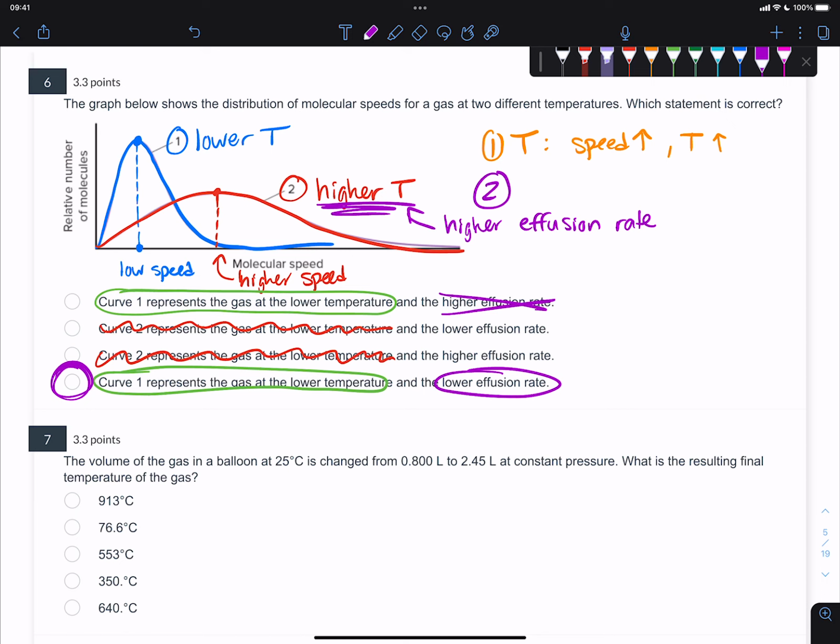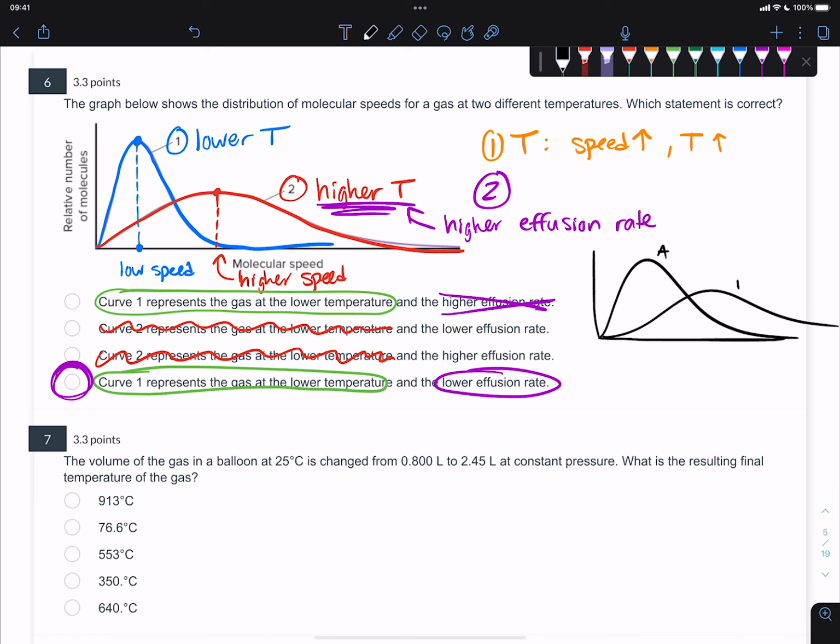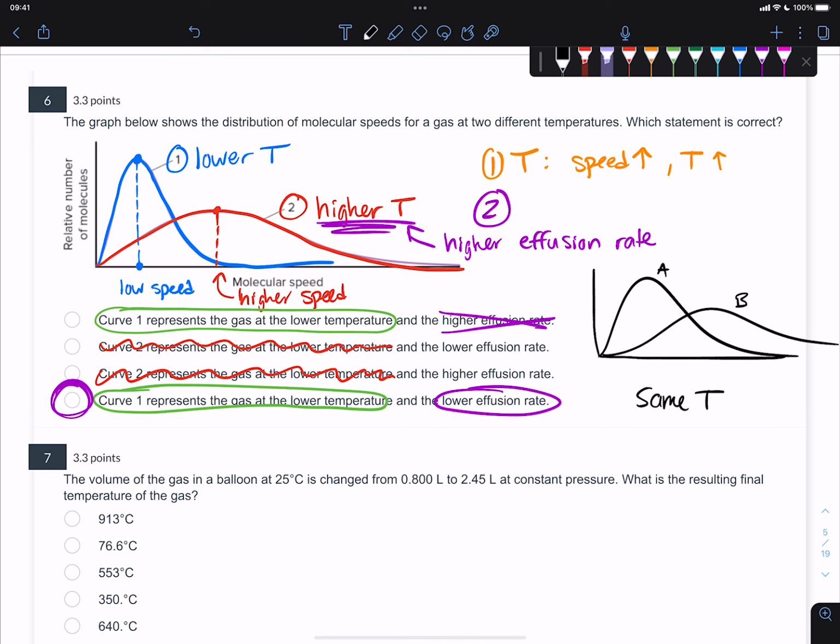Keep in mind that Maxwell-Boltzmann distributions can also be related to molar mass. So if you have this curve and this curve, let's call it curve A and curve B. And they are two different gases at the same temperature. So let's say it's the same temp. So same temperature, but A and B are two different gases. One gas has a higher molar mass than the other. All you've got to recognize is the same general principle: the peak of curve A is shifted more to the left, so it's going to be the slower one. And the peak of curve B is shifted more to the right, so it's going to be the faster one.